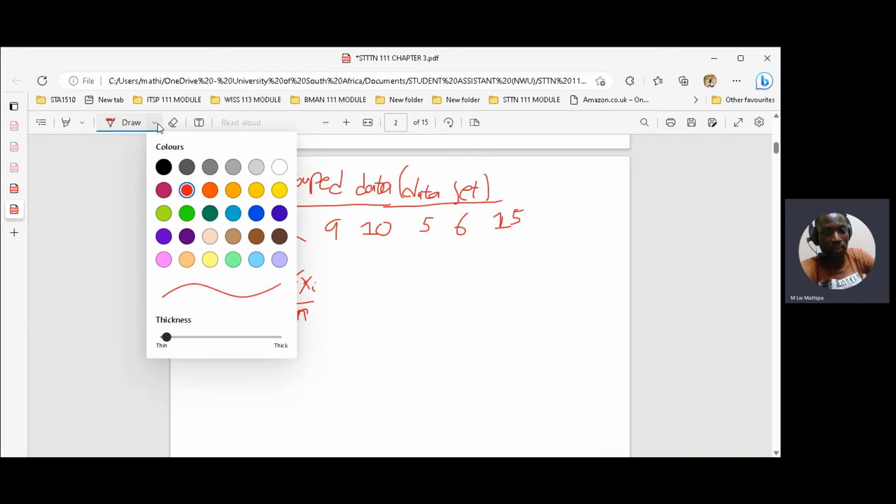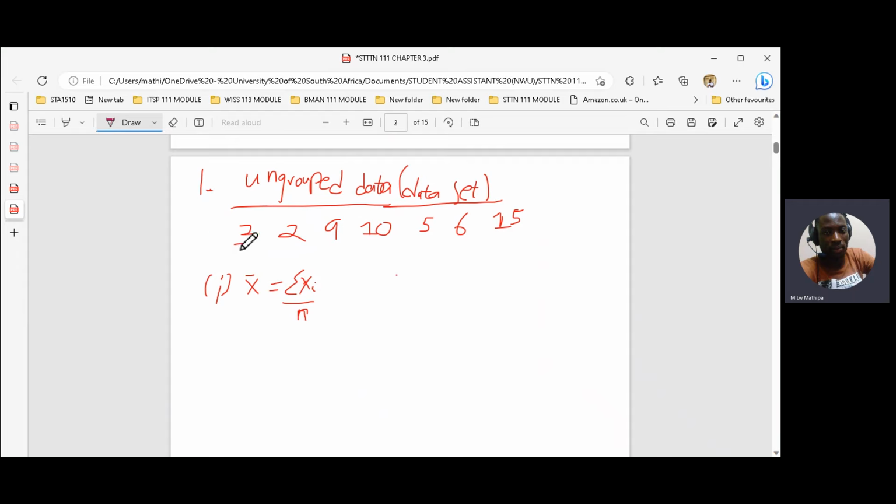So let me show you something here. When they are talking about the summation, it means that you add all these values here. You add 3 plus 2 plus 9 plus 10 plus 5 plus 6 plus 15. Hope you all understand. Let's do it.